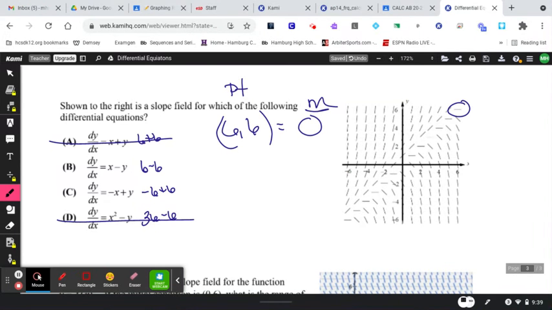Let's see. Let's pick something like 1, 1. Well, what's going to happen if I pick 1, 1? I still want a slope of 0. So I get 1 minus 1 is 0. Negative 1 plus 1 is 0. That didn't really help me. So again, I'm just going to keep picking points.